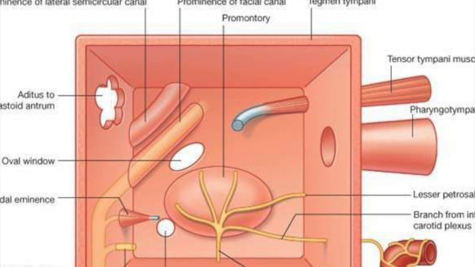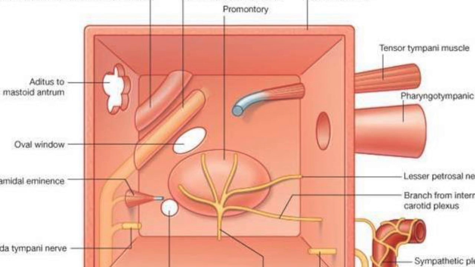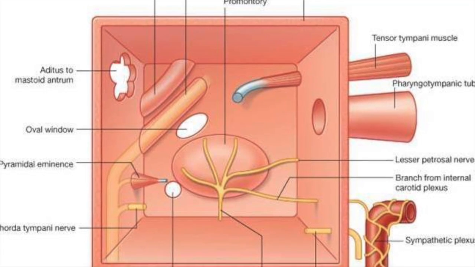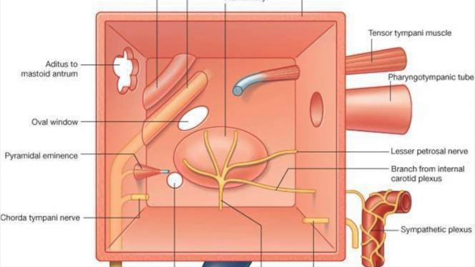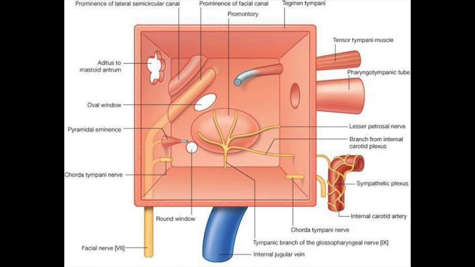At the medial wall, we see the horizontal semicircular canal, the facial nerve canal, the oval window, the round window, the promontory, and a tympanic nerve. When looking at the inferior wall, we see the jugular fossa. And finally, the lateral wall, which isn't visible in this photo, contains the tympanic membrane.